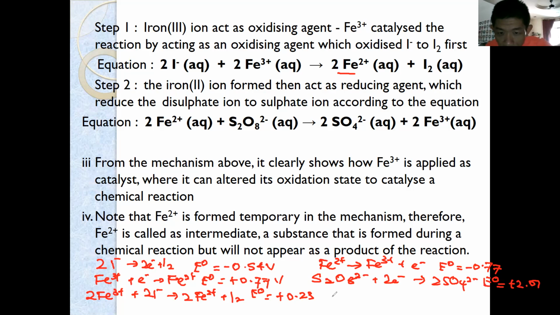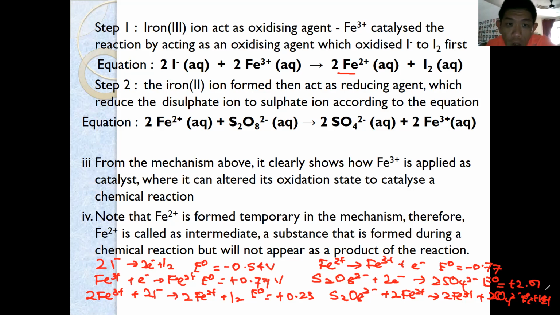So as a result, you shall have S2O8 2 minus plus 2Fe2 plus give 2Fe3 plus plus 2SO4 2 minus. So the E cell is equal to positive 1.24. So the positive E naught value is telling you that the reaction is spontaneous. So that is how you prove the spontaneity of a chemical reaction for catalyzed reactions.